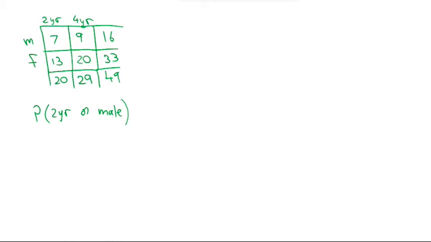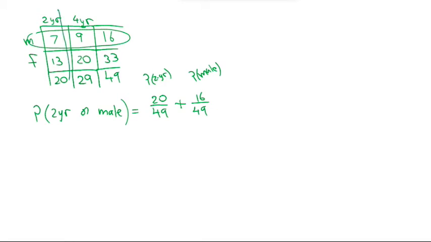So, if I'm looking at a 2-year or a male, how many 2-year people are there? 20. There's 20, right? So I would say 20 out of 49. So that would be the probability of 2-year by itself. What's the probability of male by itself? 16 out of 49. And you would think, just add them together, right? The problem is this. When you look at the males, they go this way, right? And you look at the 2-year, they go this way.